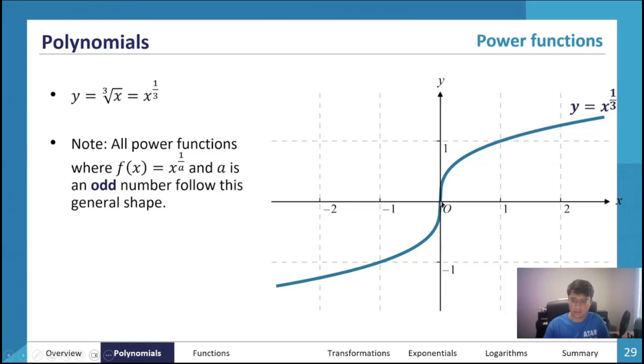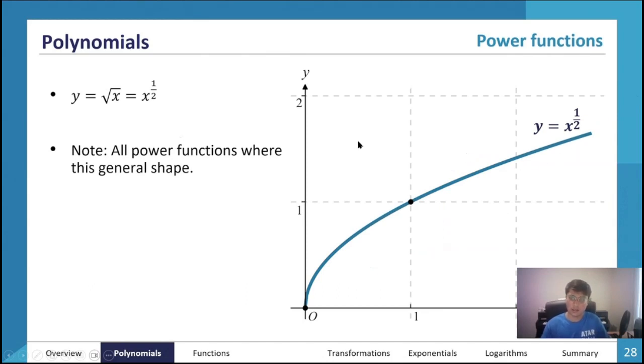If we have the cube root of x, or x to the third, you're going to have it pass through the origin and kind of have the same shape as a square root graph, except it also has this negative branch down here. So if you imagine what a cubic graph looks like, it's kind of just inverted, and that'll actually tie into what we learn about inverse functions later on. But just note that all the power functions where we have x to the 1 over a, and a is an odd number, in this case it's 3 because we have x to the 1 over 3, it's going to have this general shape.